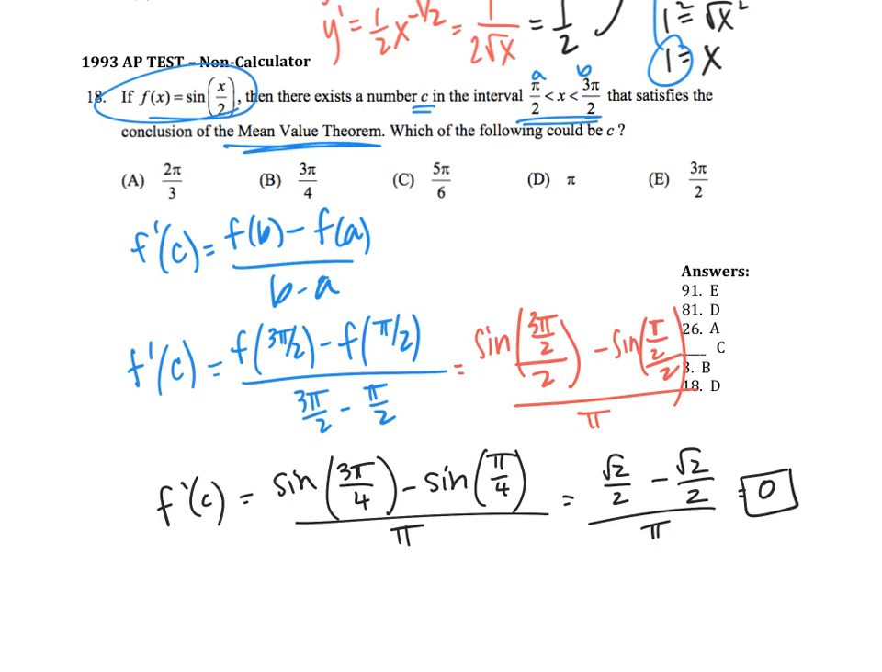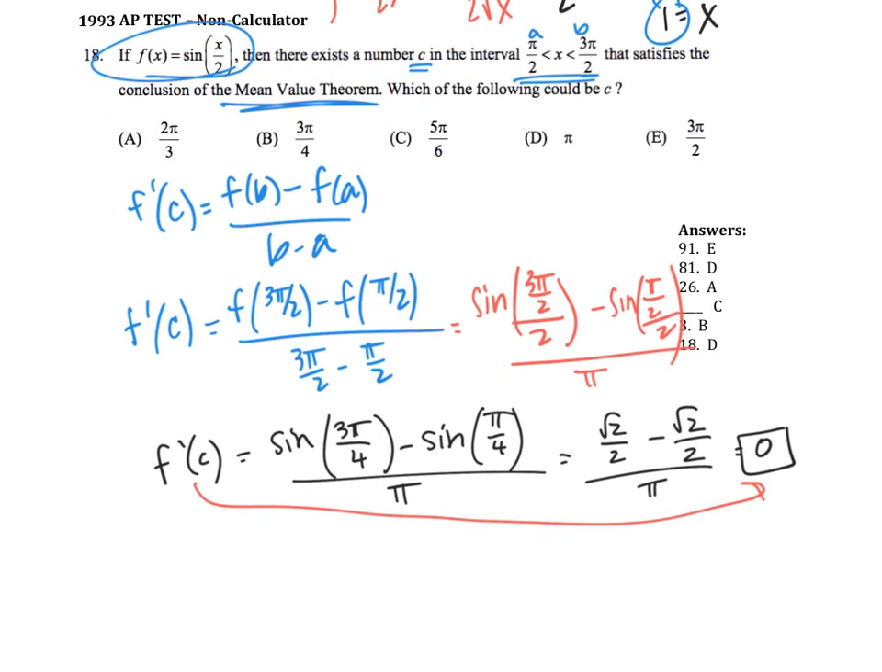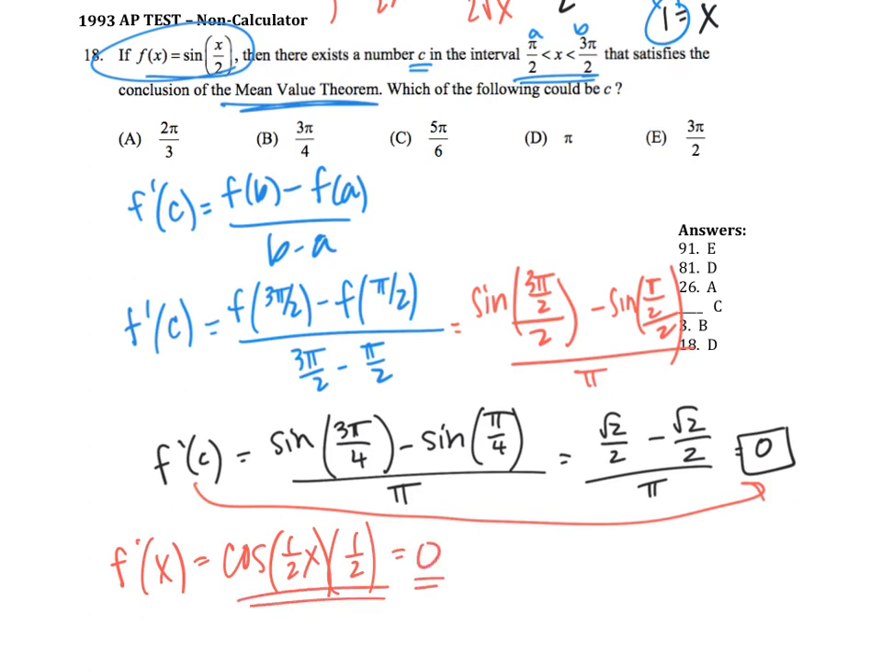That is what my slope is going to be. And they're saying, for what x value is the derivative having that slope? So I've got to find the derivative of my function. My function, one more time, was the sine of 1/2 x. Therefore, the derivative of sine of 1/2 x would be cosine of 1/2 x times the derivative of 1/2 x, which is 1/2. Therefore, where is this derivative equal to 0? At what x value is this derivative equal to 0?